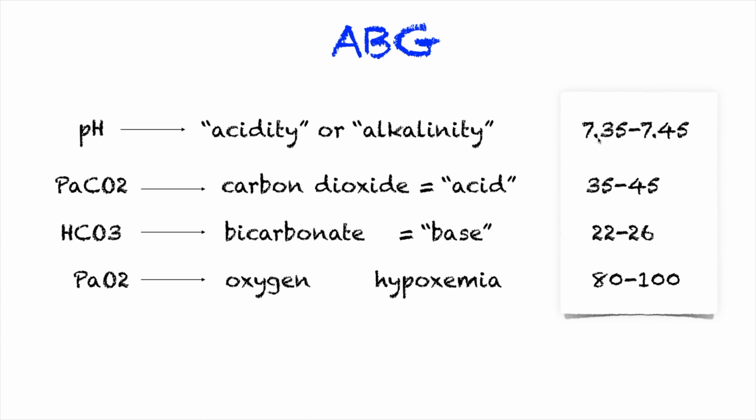Again, your pH refers to the acidity or alkalinity of your blood, and the normal value is 7.35 to 7.45. Your PaCO2 is your carbon dioxide, which the normal value is 35 to 45, and when you see carbon dioxide, think about acid. HCO3, your bicarbonate, your normal value is 22 to 26, and when you think about bicarbonate, think about base. And lastly, your PaO2, your oxygen, it is 80 to 100. Unfortunately, there is no other way around this but just to memorize these numbers. But if you do memorize these numbers, trust me on this, interpreting ABGs will be a breeze for you guys.